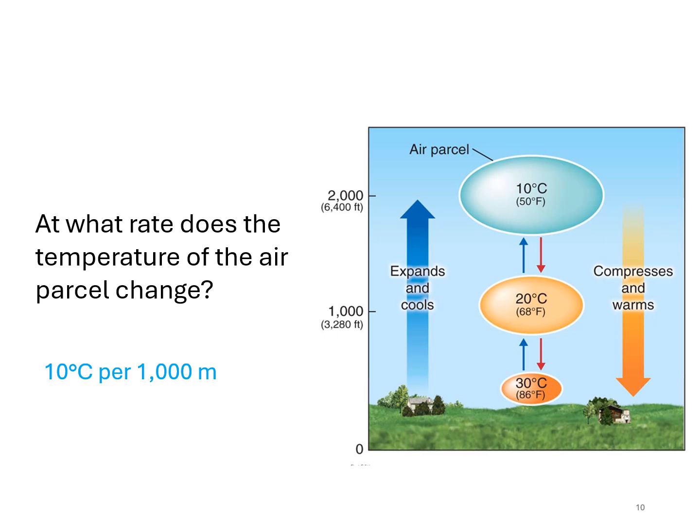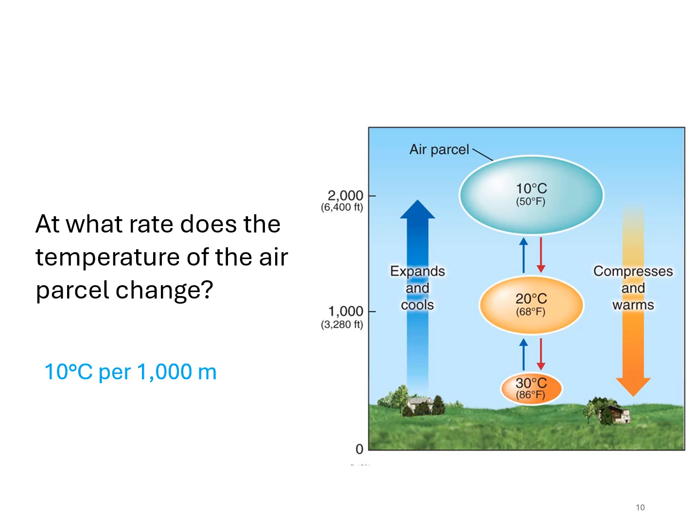Well, it changes by 10 degrees Celsius per 1,000 meters. Check it out. If we start at the surface at 30 degrees Celsius and we go up 1,000 meters, our temperature has dropped by 10 degrees. That parcel is now 20 degrees Celsius. If we go up another 1,000 meters, we drop another 10 degrees Celsius. So as you go up from the surface towards the top of the atmosphere, you are subtracting 10 degrees Celsius for every 1,000 meters you go up. It works the same in reverse.